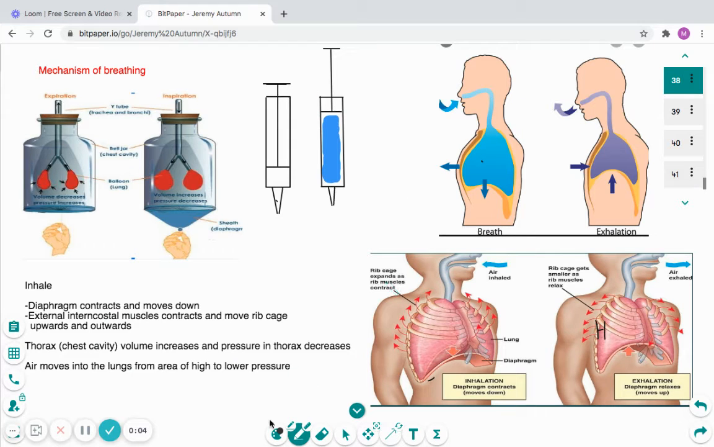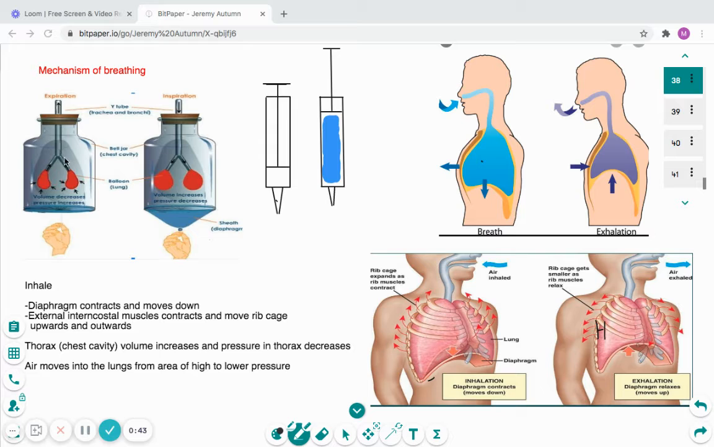Okay, let's talk about the mechanism of breathing. What you have to link it to when you talk about how we breathe is how we can manipulate the pressure inside our chest cavity. And our chest cavity is everything that's inside our rib cage. It's the lungs, the heart's in there as well, but we're going to focus on how we can manipulate pressure in the region that's inside the rib cage and how that can cause air to go into the lungs.